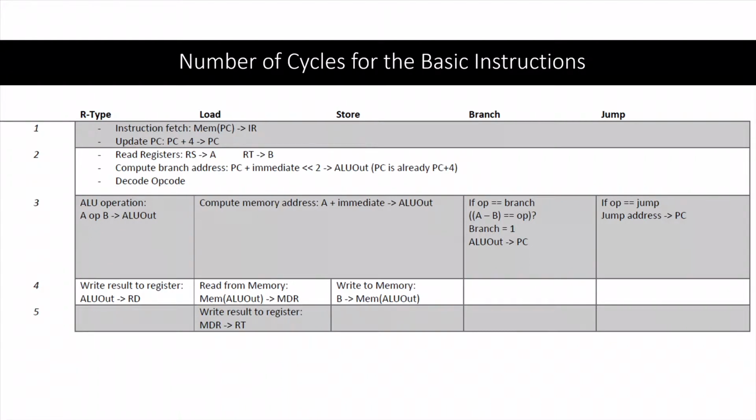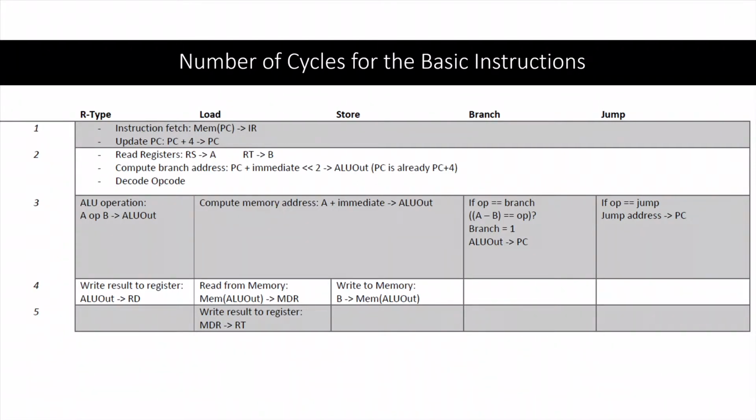Let's start looking into the number of cycles needed for each of the instructions. As you can see from the table, the first two cycles are the same for all instructions. This is because the system does not know what opcode was given until the very end of the second cycle. So to not waste time, the branch address is computed beforehand.